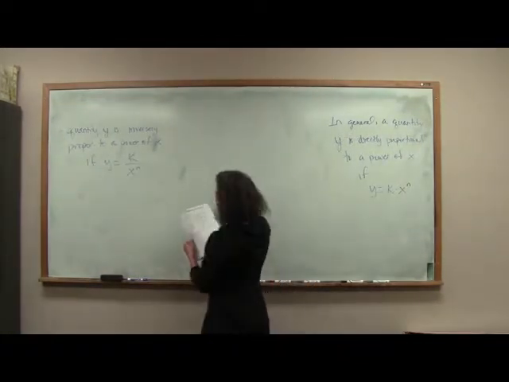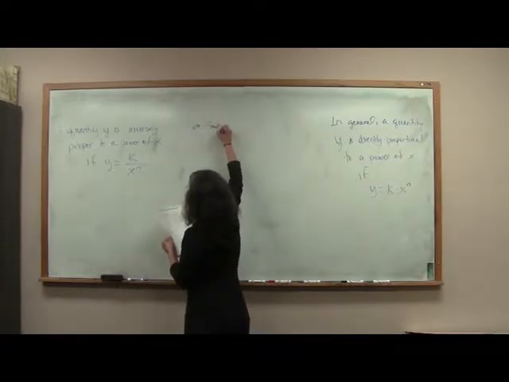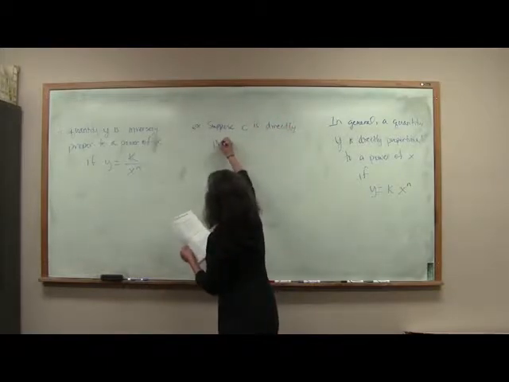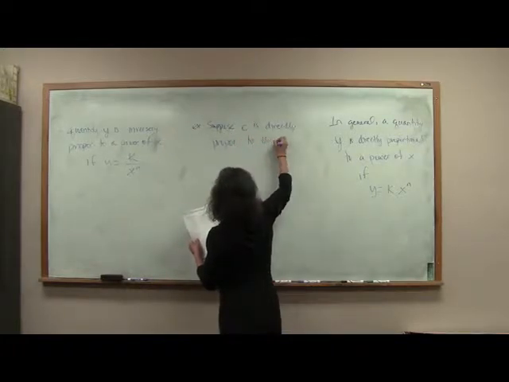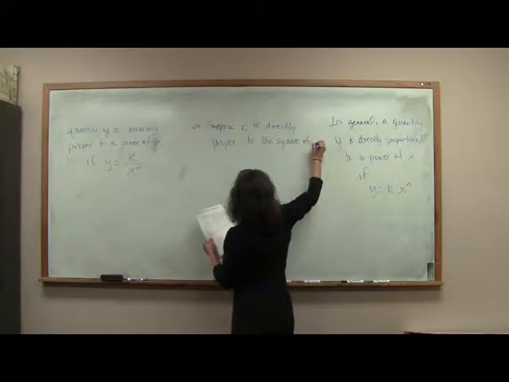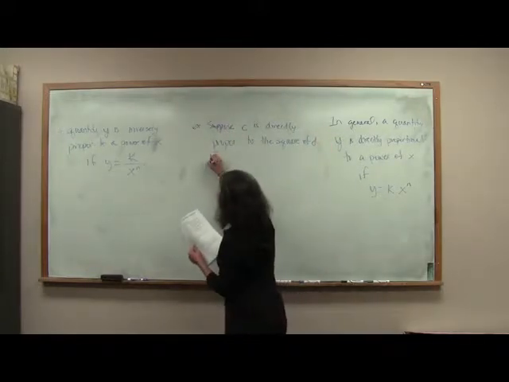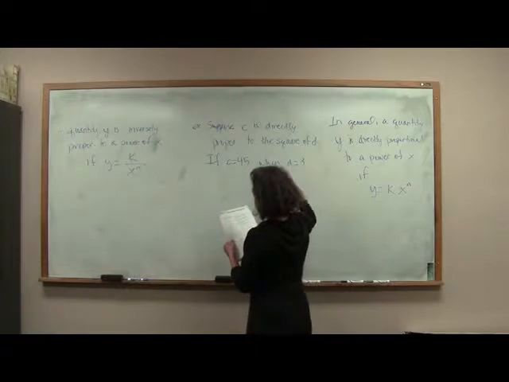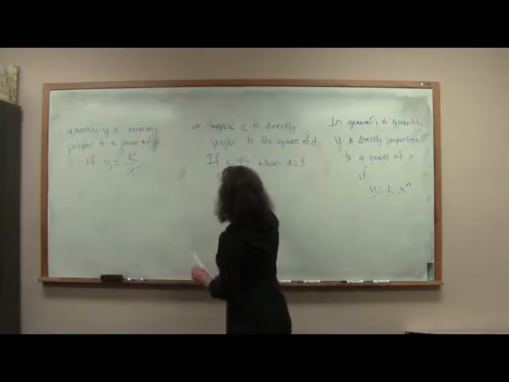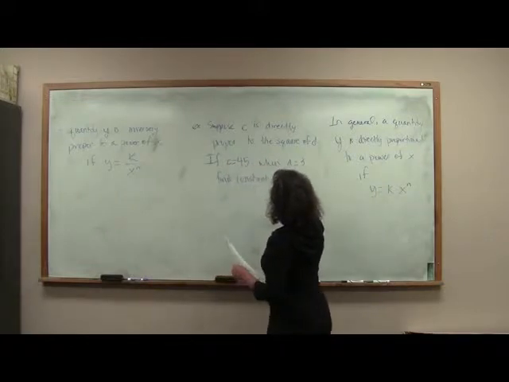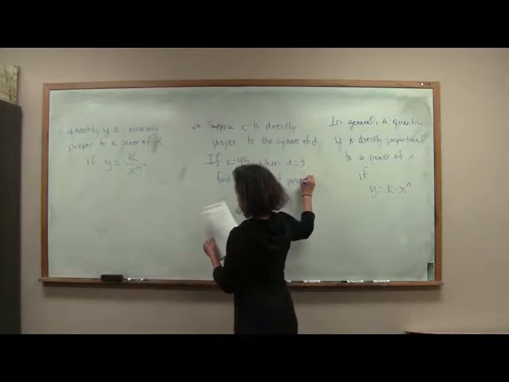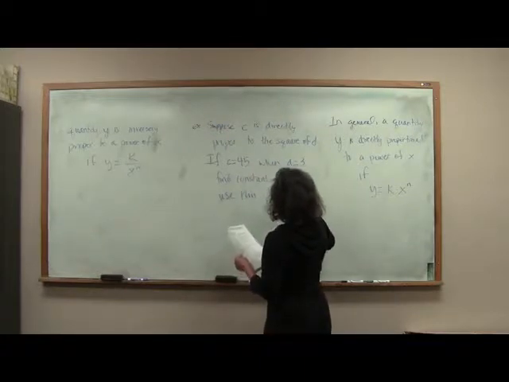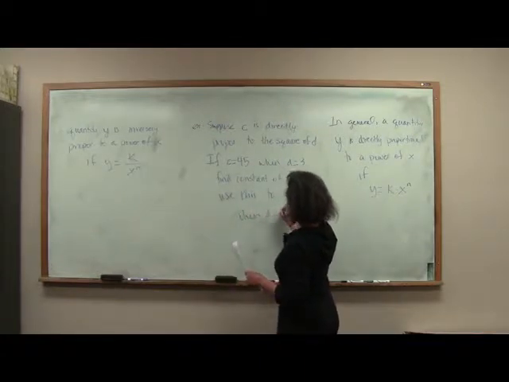My first example says the following. Suppose C is directly proportional to the square of D. They go on to say if C equals 45 when D equals 3, what we want to do is find the constant of proportionality and then use this to find C when D equals 5.